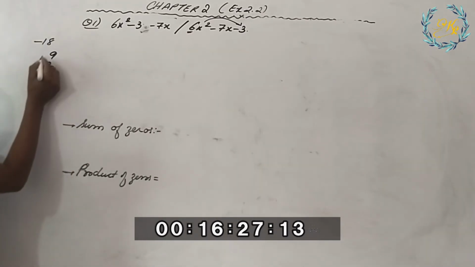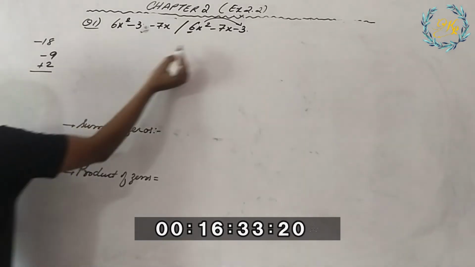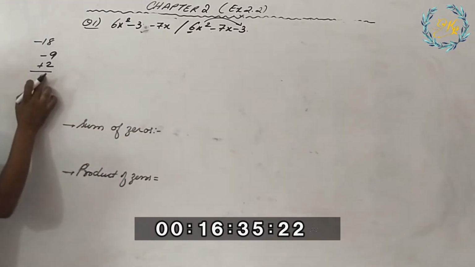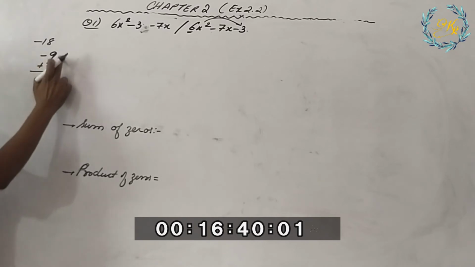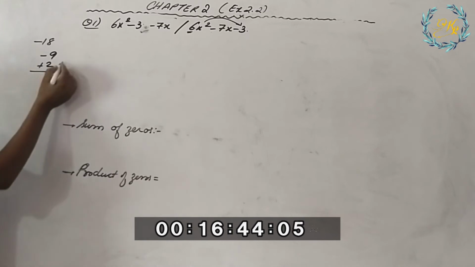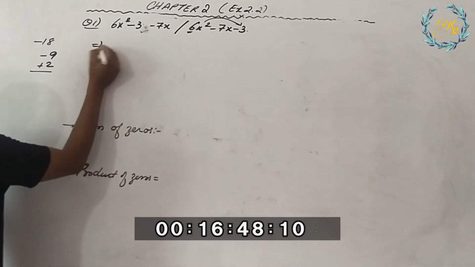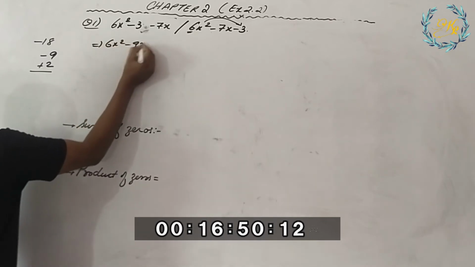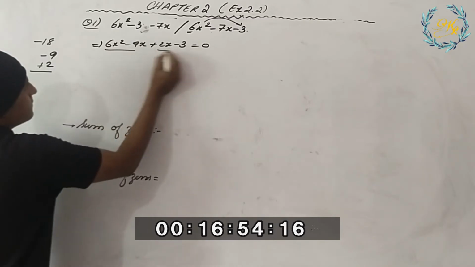See how to solve it. Minus and plus. Why did I take minus 9? Because when I add them, 9 minus 2, 7, this has a negative sign here. It is only possible if I have a negative sign with 9. When I multiply both, minus into plus, minus, 9 2s are 18. Now I can split my middle term using these two values. Here I get 6x square minus 9x plus 2x minus 3 is equal to 0.